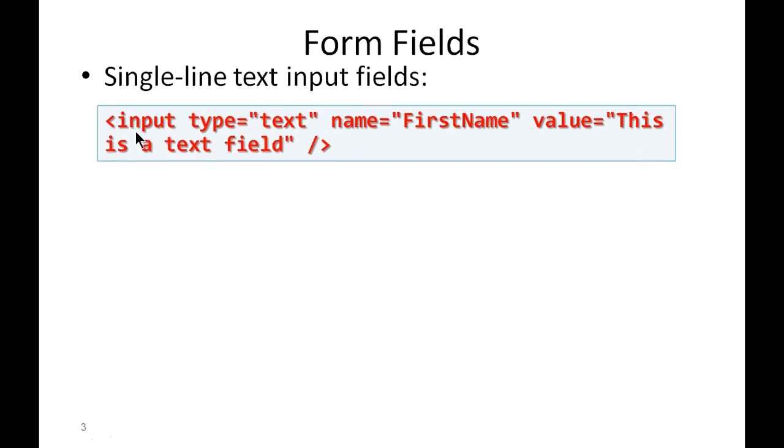So this is an example of creating a single line text input field. Input type is equal to text. Type is an attribute and the value is text. Name is an attribute and the value is first name. So input type is text, name is first name, and value is "this is a text field".